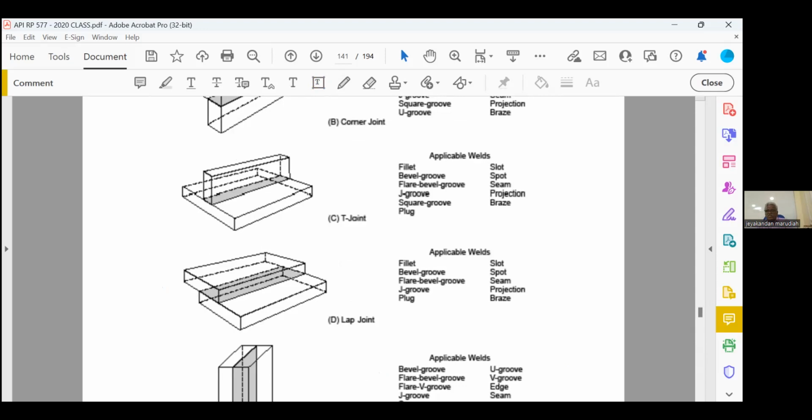Now, why should I know these joint types? They are regularly asking an open book question, which NDT is suitable for what type of joint. In open book, there is a table. For that, you should know what the joint is.